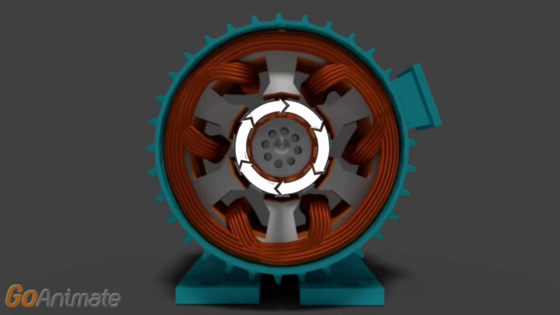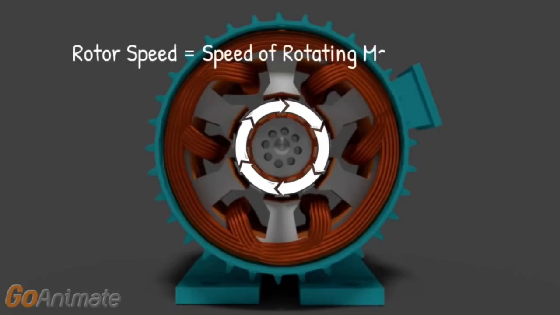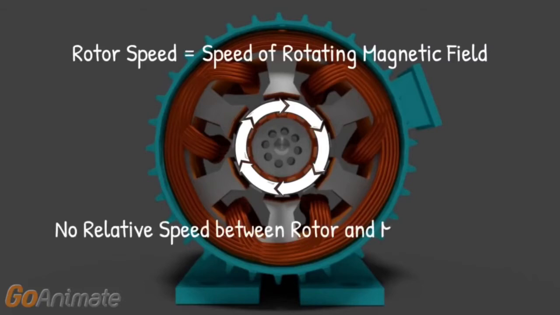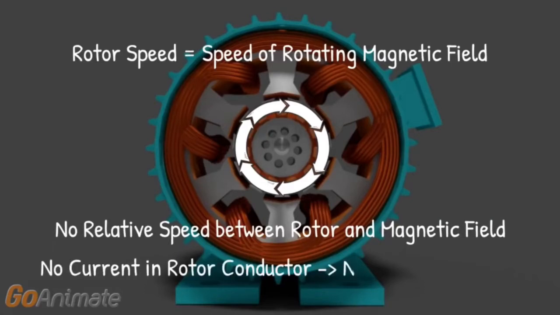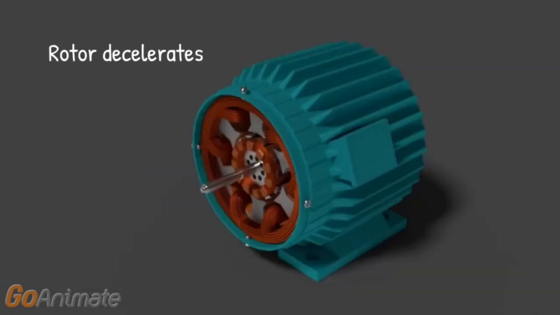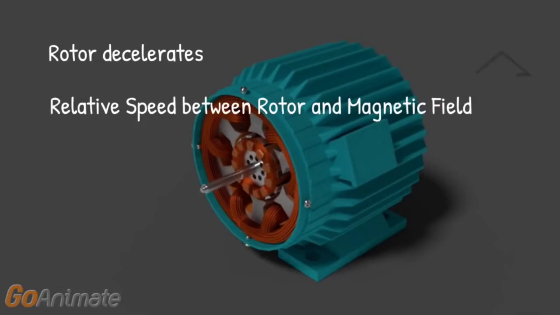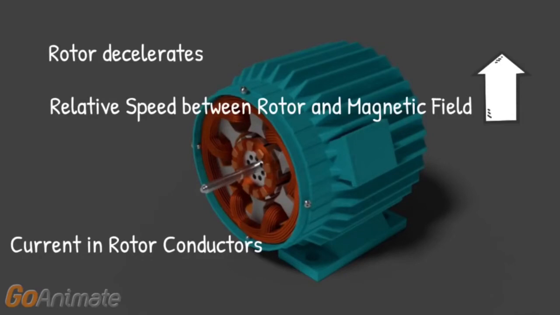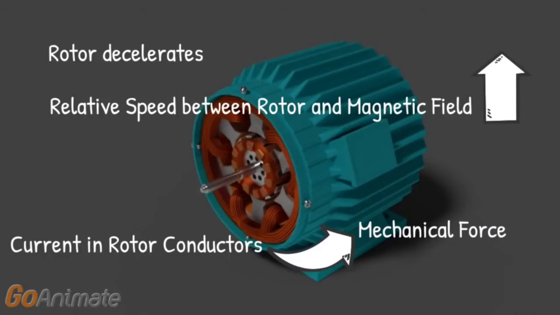Once the rotor achieves the speed of the magnetic field, there will be no relative speed between rotor and magnetic field. Hence, there will be no current induced in the rotor conductor. By this also, there will be no mechanical force acting on the rotor conductor. Hence, as the rotor decelerates, the relative speed between rotor and magnetic field will be re-established. And then, current is induced in the rotor conductor again, which causes mechanical force to act on them. As a result, the rotor again accelerates to reach the speed of the rotating magnetic field.